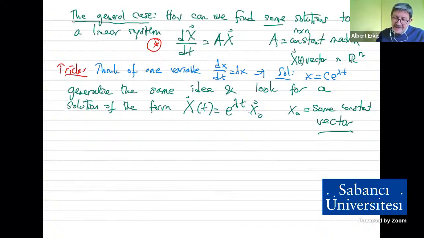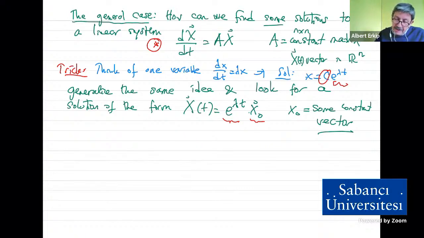Okay, now where does the idea come from? This is e to the lambda t, this is e to the lambda t. There was a constant c here, but we are in R. In R^n, this would be some constant vector, because for solutions I want a vector. So I want exponential type of vector solutions, if I can find them.